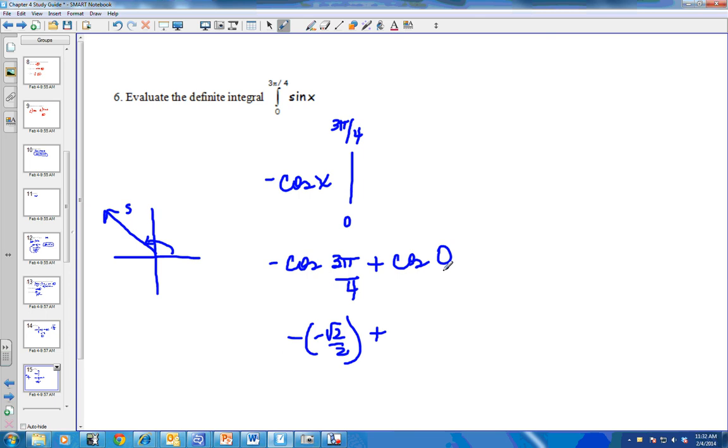Plus cosine of 0, we should know that the cosine of 0 is 1. So my answer is square root of 2 over 2 plus 1. And you need to be able to do those without your calculator and without your chart.